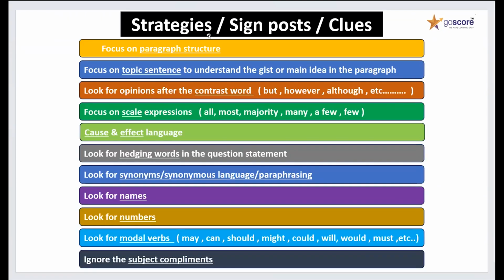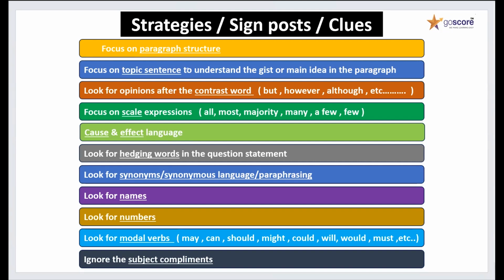So we are moving to strategies, signposts, and clues. First, focus on paragraph structure. You need to understand the paragraph structure. You will have the topic sentence, and the topic sentence will explain what the next sentences will be. When you read the topic sentence, you will get an idea of what they are going to explain. After the topic sentence, there will be the developing sentence and the supporting sentences. So you need to understand the structure of the paragraph.